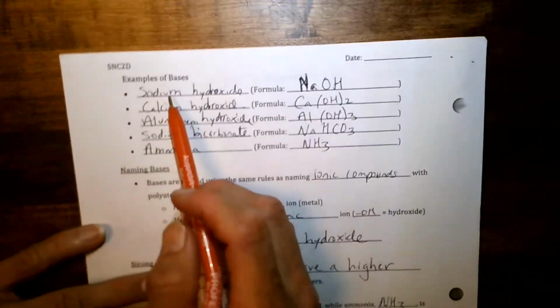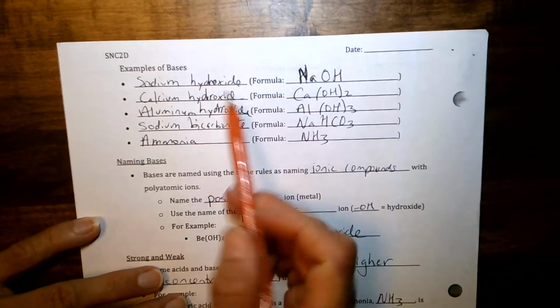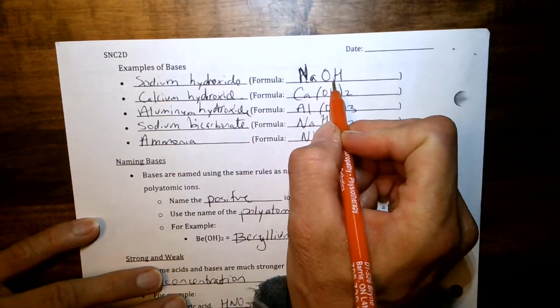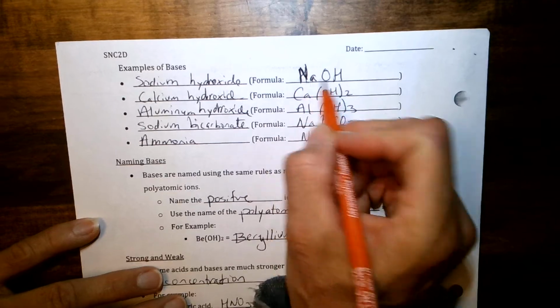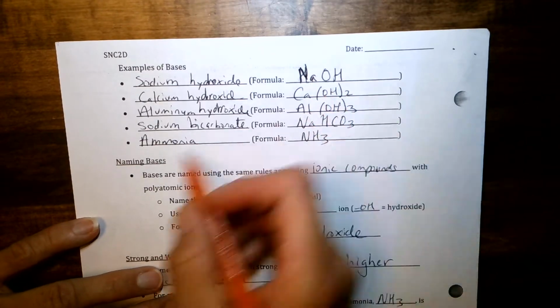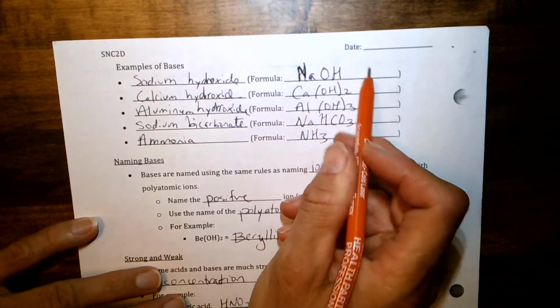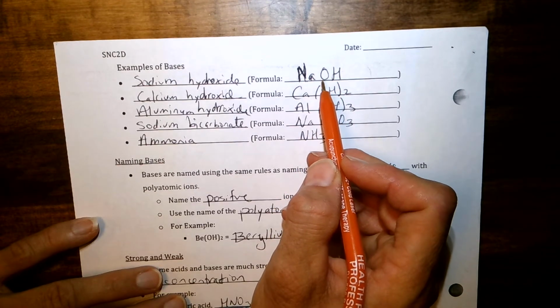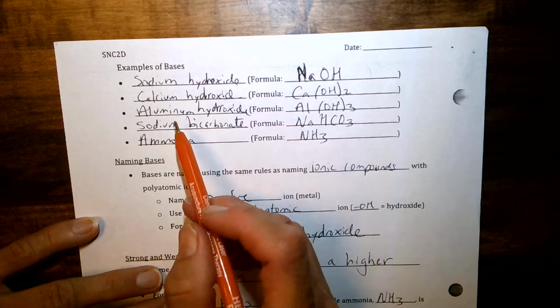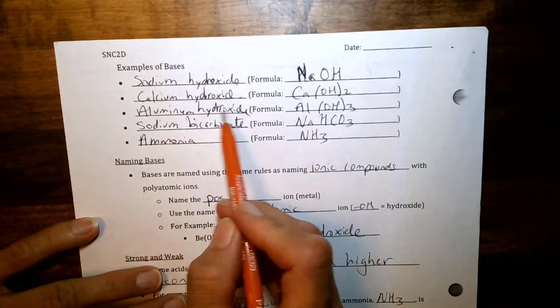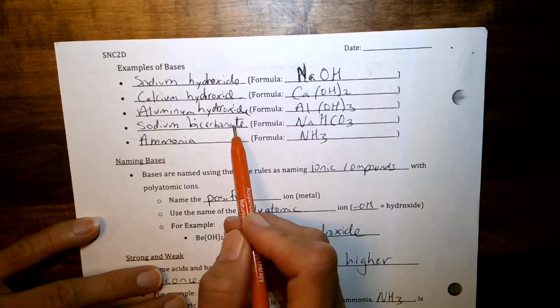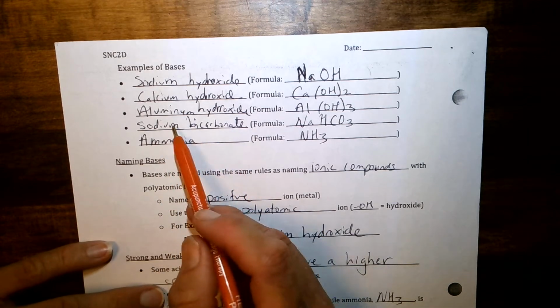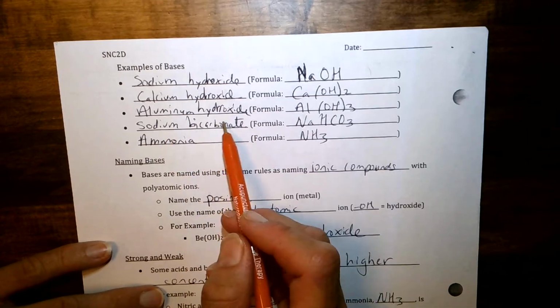So, examples of bases. We've got sodium hydroxide. It's just sodium with the hydroxide. That's a normal ionic compound, something you would have named already. A lot of these are, because hydroxide is a polyatomic, so it's normal ionic compound naming. So we have calcium hydroxide, aluminum hydroxide, sodium bicarbonate, and then ammonia. Sodium bicarbonate is not one that you would have seen normally.